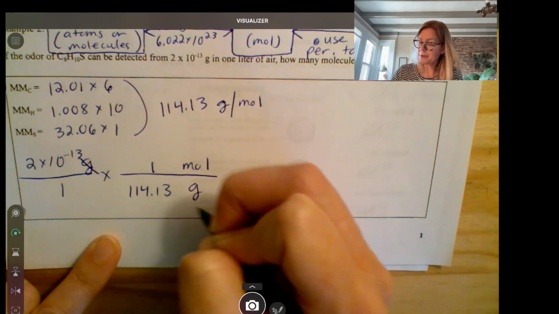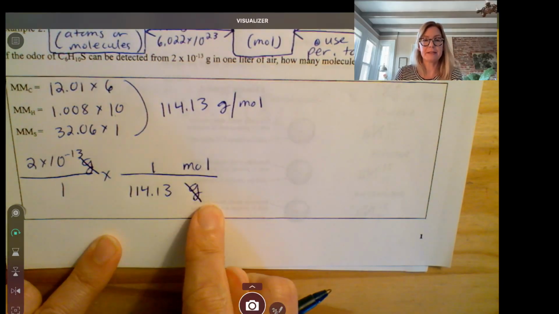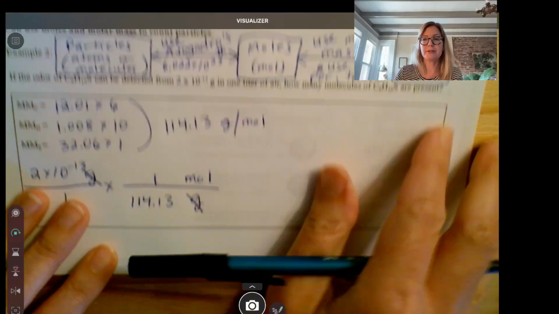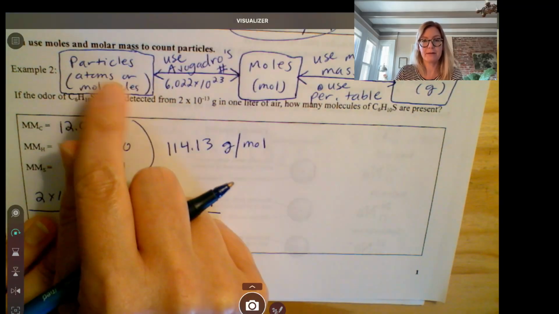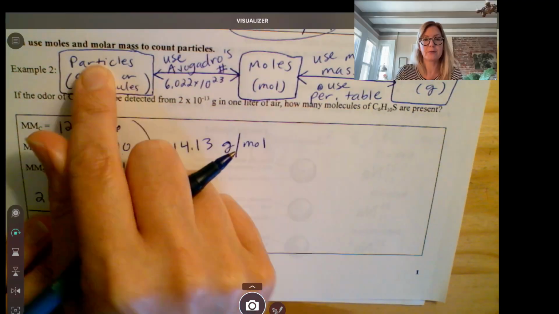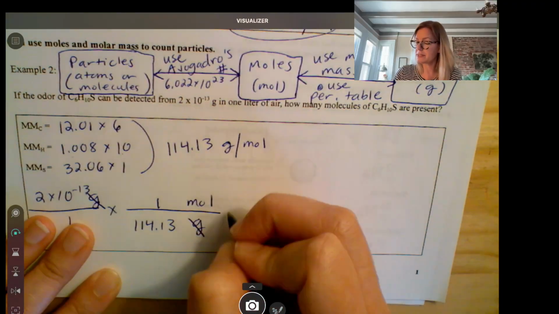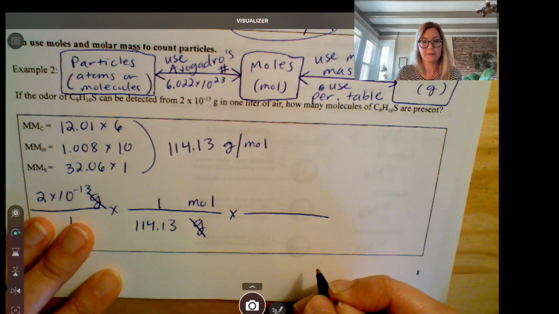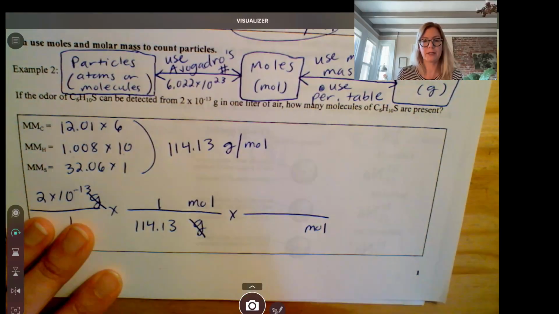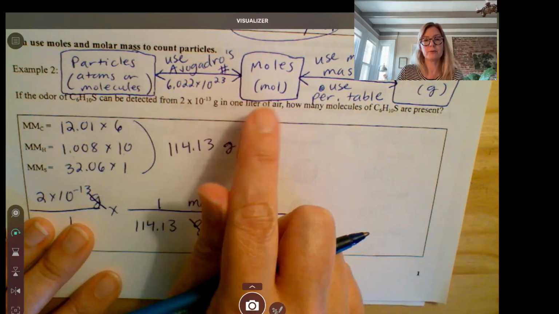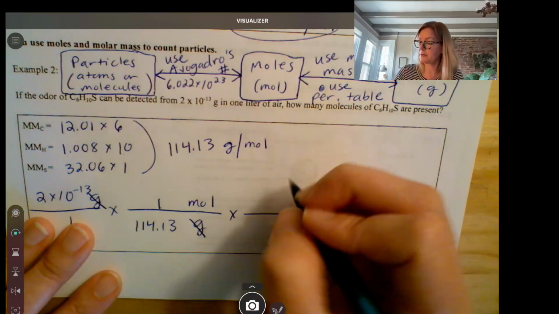We can cancel grams. When a unit appears on the top and the bottom, you cancel it out, which is good because we don't want to be in grams. We want to be in molecules, okay? So we made a pit stop at moles. Now we're going to go to molecules. So you can just add on another conversion factor. This unit that we want to go away goes on the bottom, okay? And the unit we're trying to get to, which is molecules, is going to go on the top.